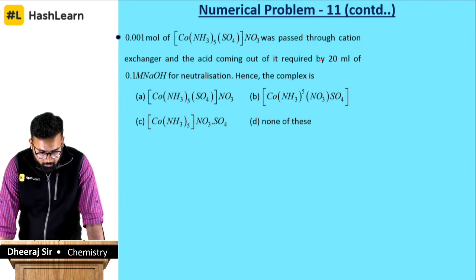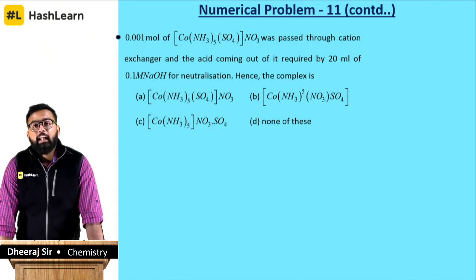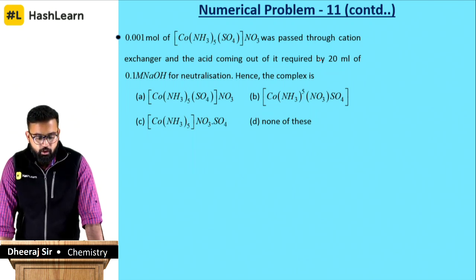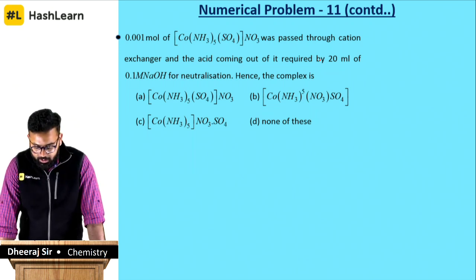So the coordination compound was passed through the cation exchanger, and the acid coming out of it required 20 ml of 0.1 molar NaOH for neutralization.